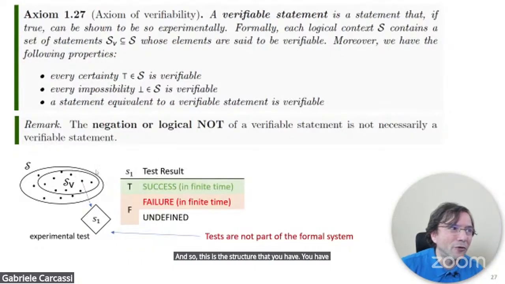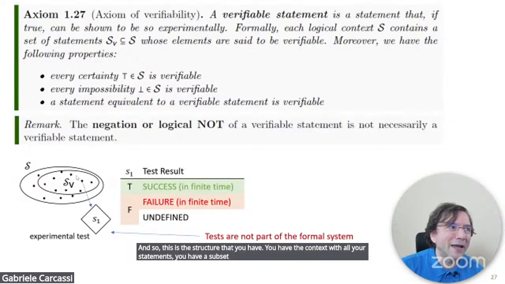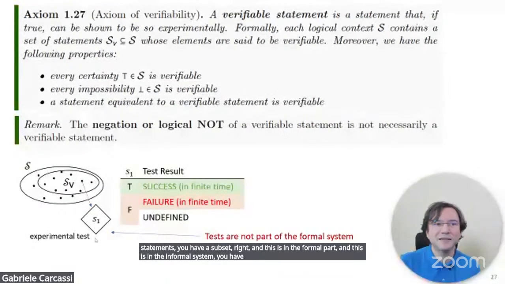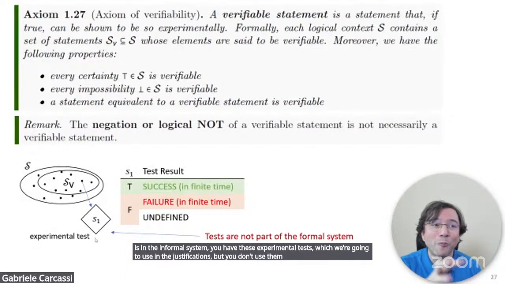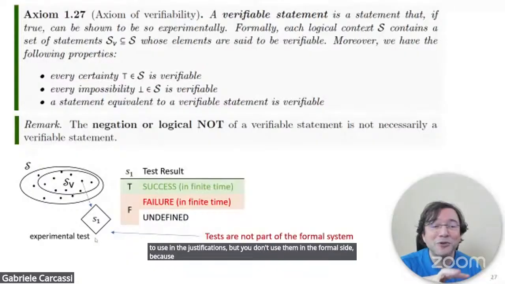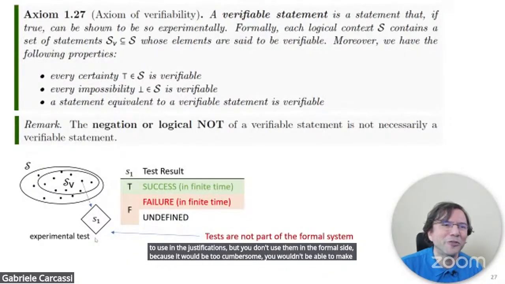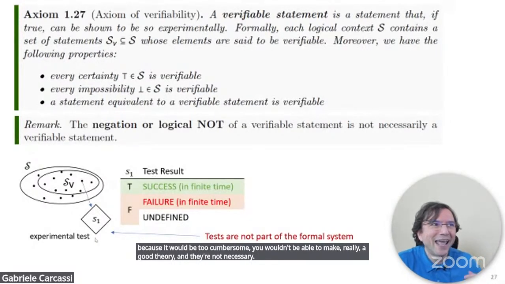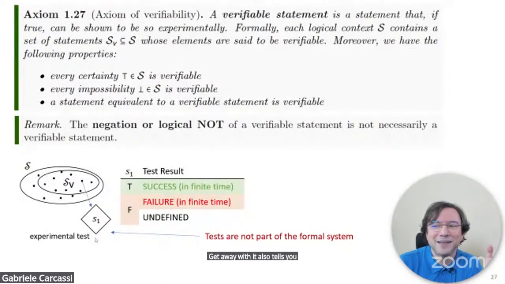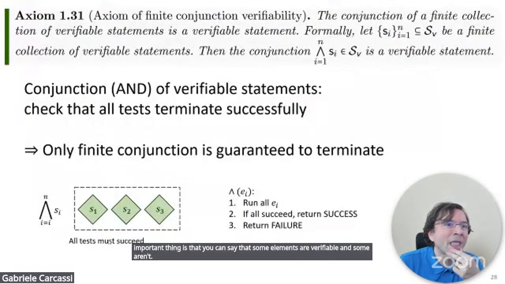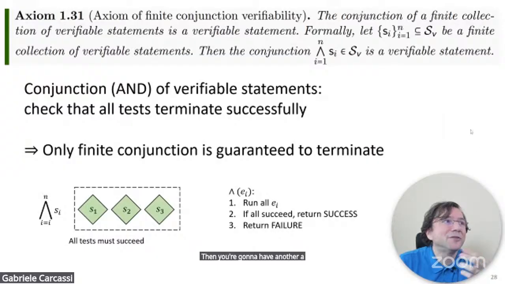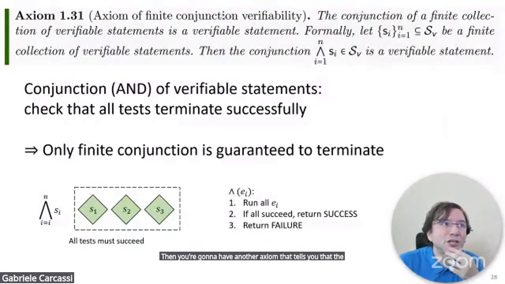You have the context with all your statements. You have a subset, right? And this is in the formal part. And in the informal system, you have these experimental tests, which we're going to use in the justifications, but you don't use them on the formal side because it would be too cumbersome. You wouldn't be able to make really a good theory, and they're not necessary. So the fact that you can get away without them also tells you that they're not really so important. The important thing is just that you can say that some elements are verifiable and some aren't. Then you're going to have another axiom that tells you that the finite conjunction is verifiable.